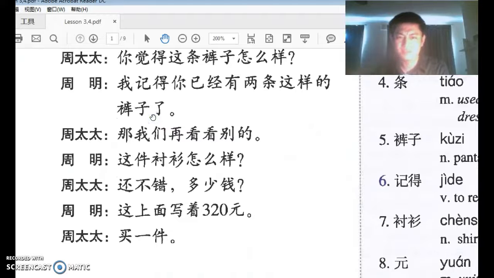So that means let's stop buying things, right? You're a woman, you buy too many things. That's, I think, the line between lines.